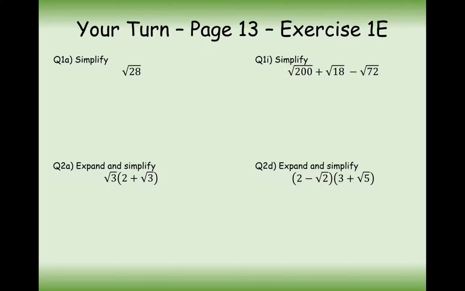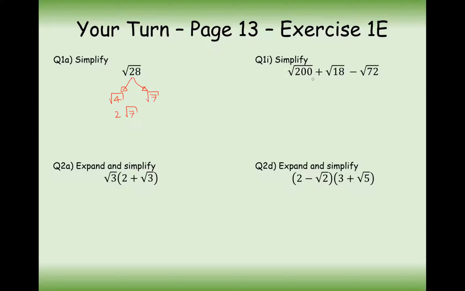Okay, well done for having a go at these. Let's try and simplify these where we can. So with this, we're looking to pull out square terms wherever we can. The one that I've noticed here is the square root of 4 can be broken up with a square root of 7. And we know the value of the square root of 4, that's 2. So the answer here is 2 root 7, 2 times the square root of 7.